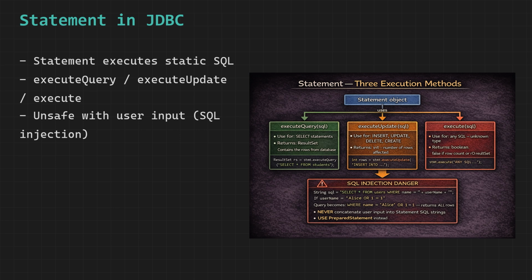For example, if a user types Alice' OR '1'='1 as their name, your concatenated query becomes select star from users where name equals Alice or 1 equals 1. The condition 1 equals 1 is always true, so the query returns every user in the database. Attackers can use this technique to extract all data, delete tables, or even gain administrator access. The solution is PreparedStatement, which we will cover next. Use Statement only for SQL strings that are completely hard-coded and contain no user input whatsoever.